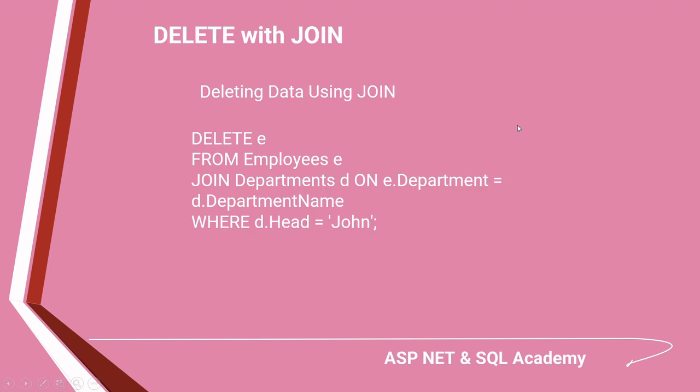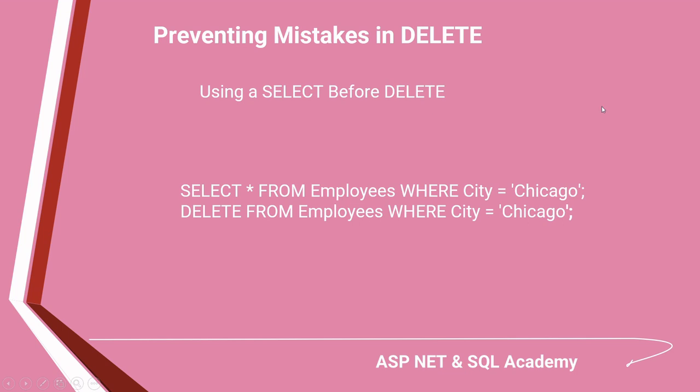This query deletes employees where the department head is John. Delete with join helps in deleting records based on related tables. Always use select first before running delete to verify the data being removed.